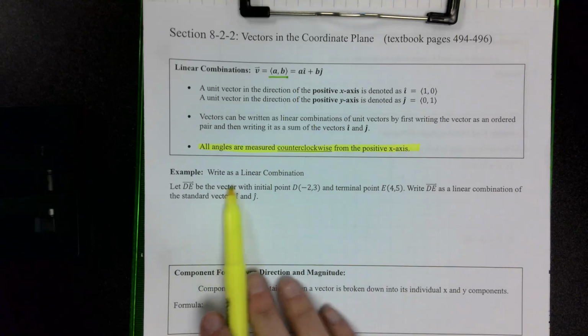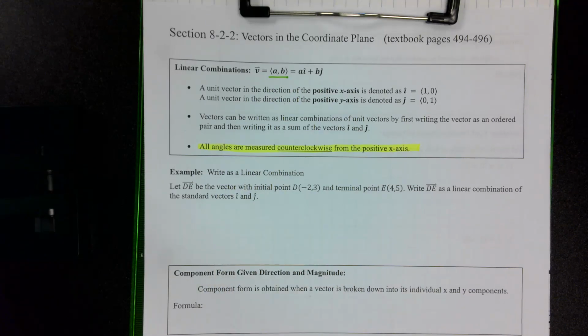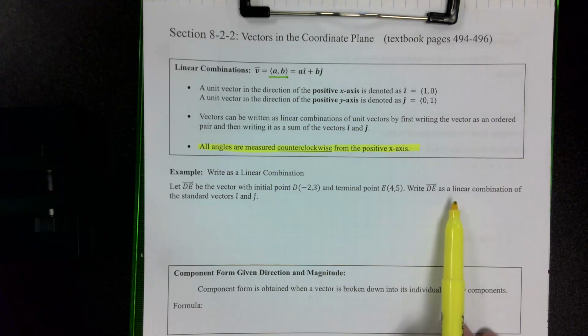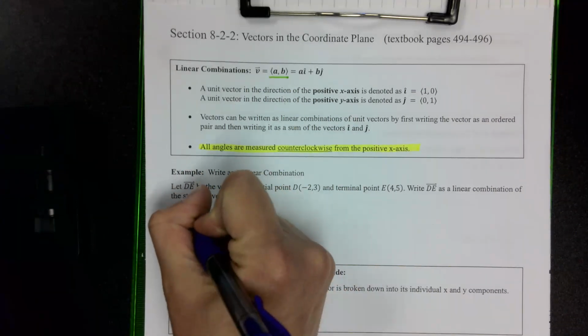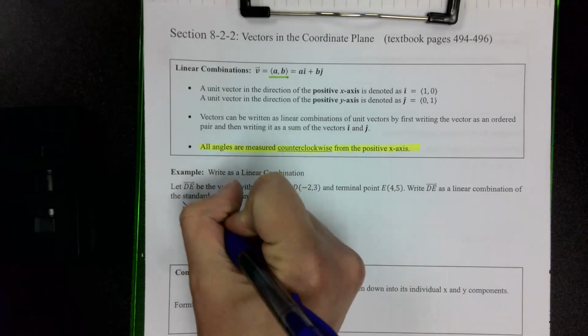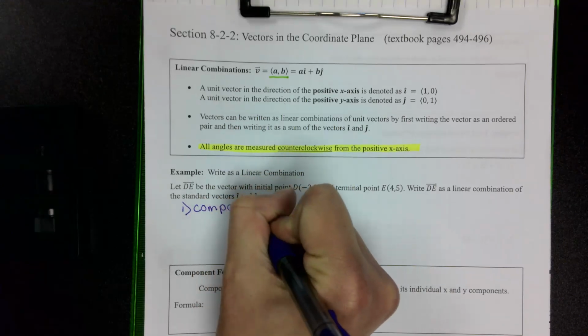All right, so write as a linear combination. Here we have: let vector DE be a vector with initial point D and terminal point E, written as a linear combination of the standard vectors i and j. Looking at this, first we have to take our initial and terminal points and write them in component form. So first we're going to switch to component form.